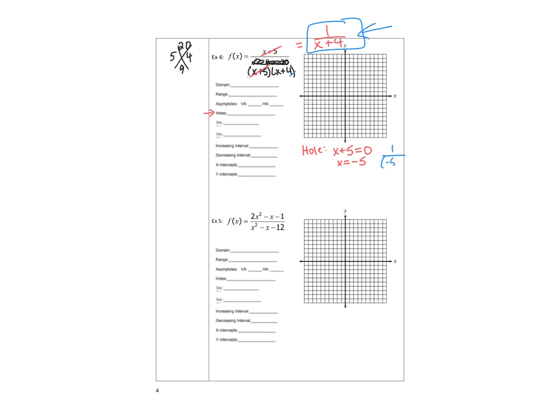parentheses, -5 plus 4, close it, hit enter. When you do that, you should get -1 for y. So this point for this hole is -5, -1. And I'm going to go to where -5, -1 is, and I'm literally going to draw an open circle. Because that's what a hole is.